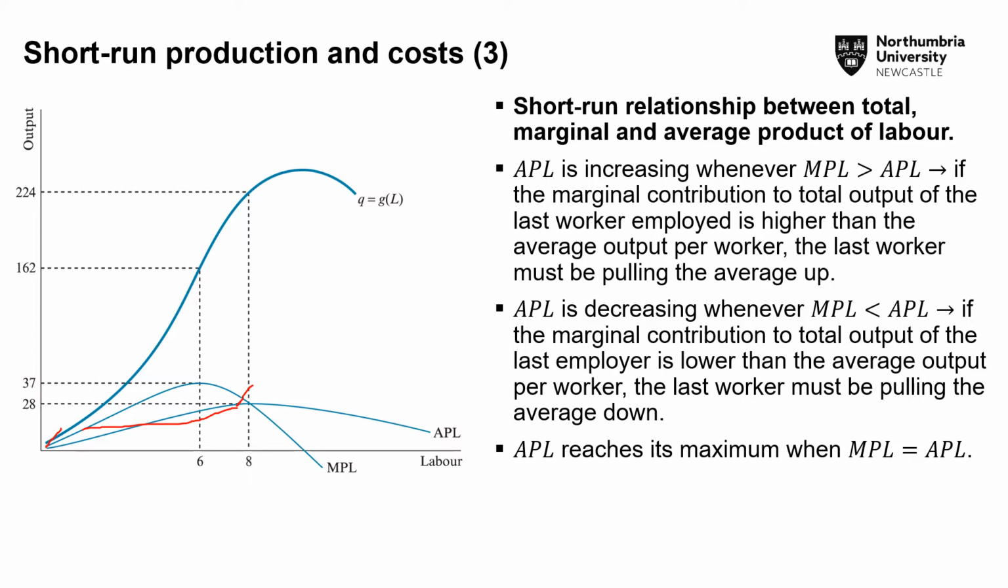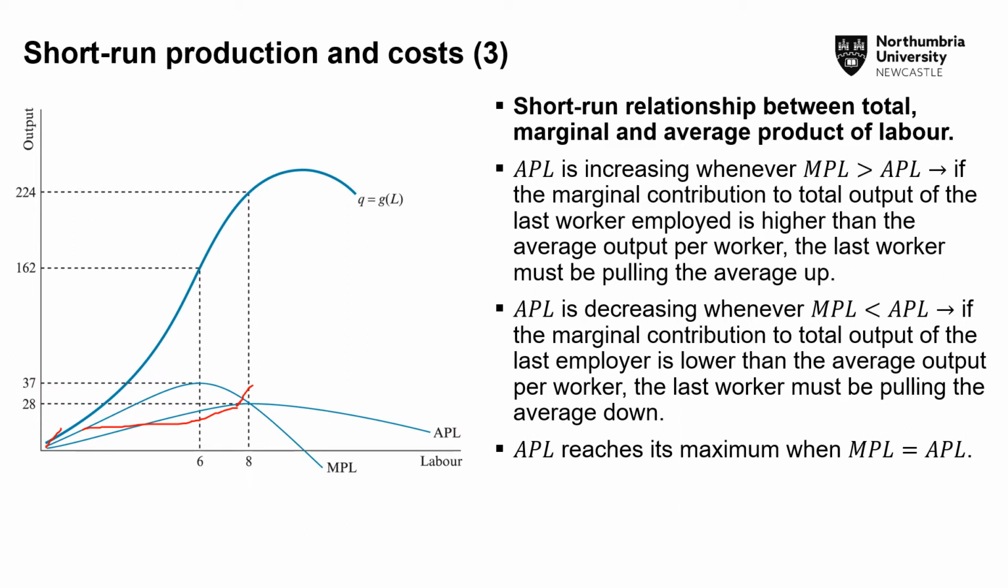Think about it this way. Let's say you have written a series of tests and you have 50%. That is your average. What happens if on the next test you get 60%? That is a marginal test in this instance. Well, it will pull up your average. On the other hand, if you get 40% on the next test, that will pull down your average.